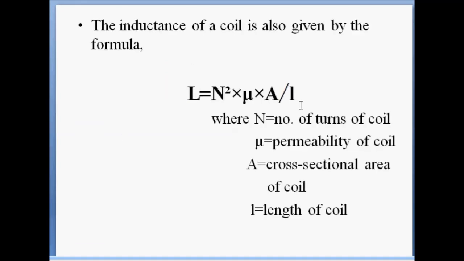Now there is another expression for inductance in terms of physical dimensions and some physical parameters. The inductance of a coil can also be expressed as n square into mu into A by L. Here n is the number of turns of the inductor coil, which is wound over the core. Mu is the permeability, the ability of the material to get itself magnetized by an external magnetic field, or the extent to which it can be magnetized with a magnetic field of certain intensity. A is the cross-sectional area of the coil and L is the length of the coil.